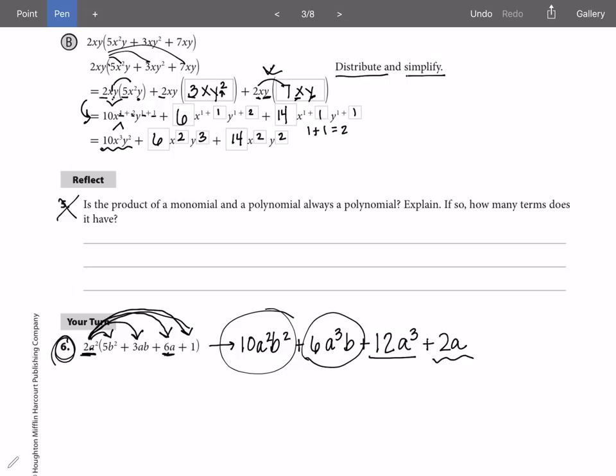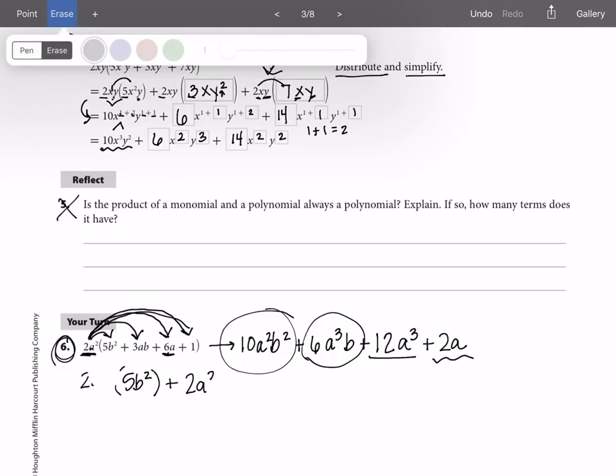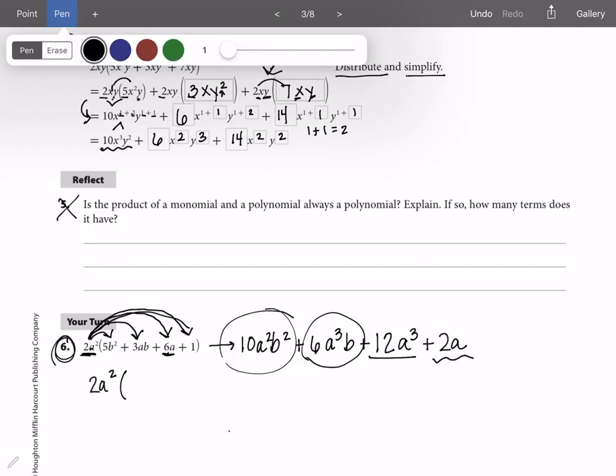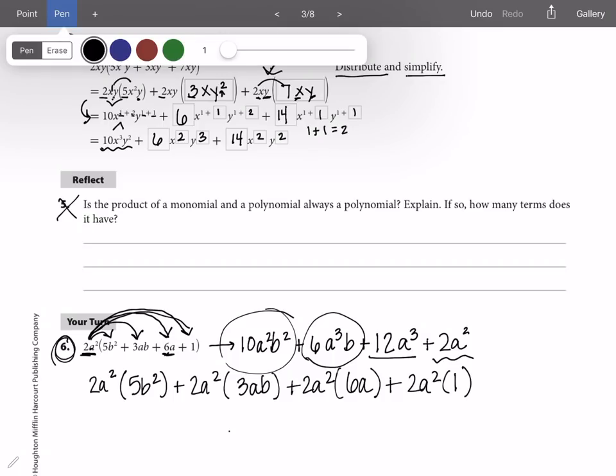Now if we're going to do it like the book did it, we're going to start out by saying 2a squared times 5b squared. Why did I say to the 5th? I meant squared over here. So let's start that over. I have 2a squared times 5b squared plus 2a squared times 3ab plus 2a squared times 6a plus 2a squared times 1. And I should have finished this over here with a squared.